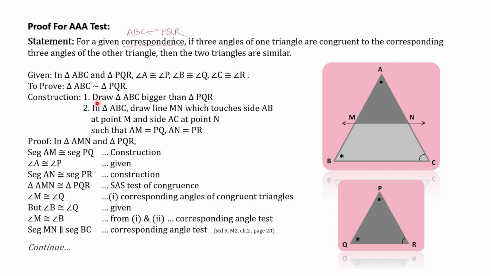Construction. First construction is to draw triangle ABC bigger than triangle PQR. So here I am taking ABC a little bit bigger than PQR. Second, in triangle ABC, draw line MN which touches side AB at point M and side AC at point N.